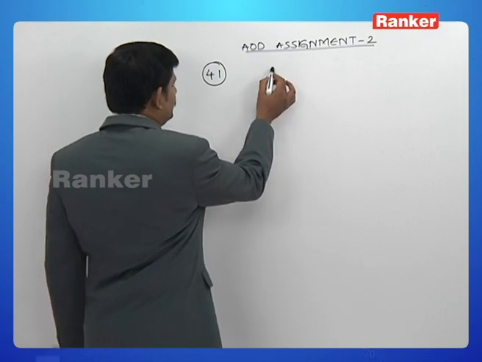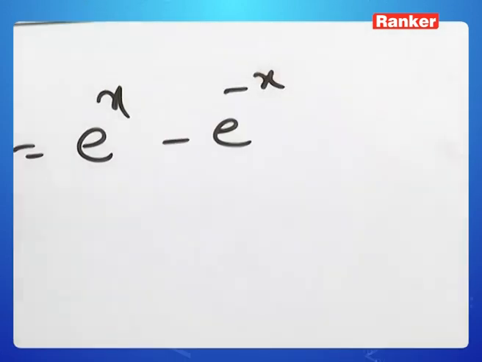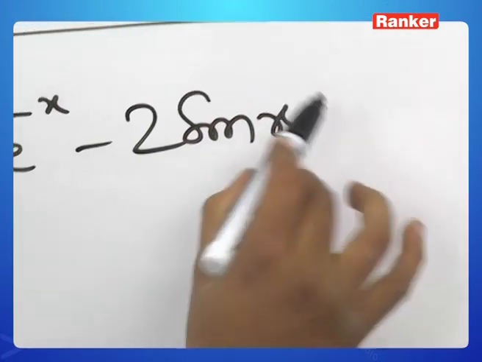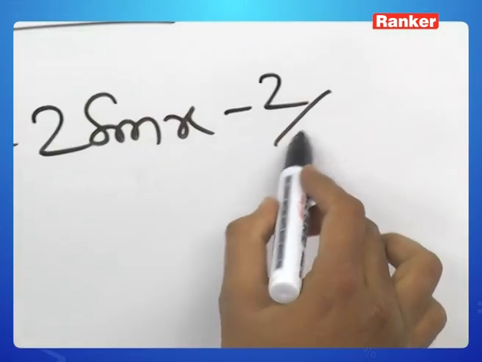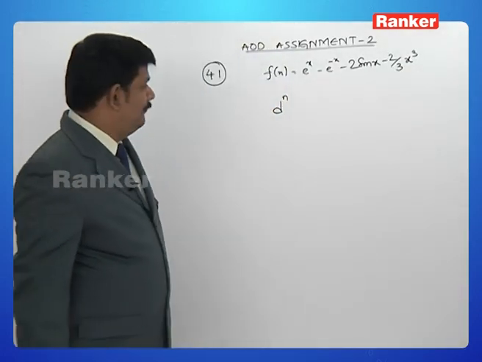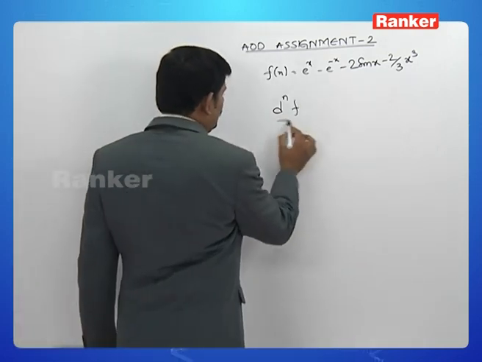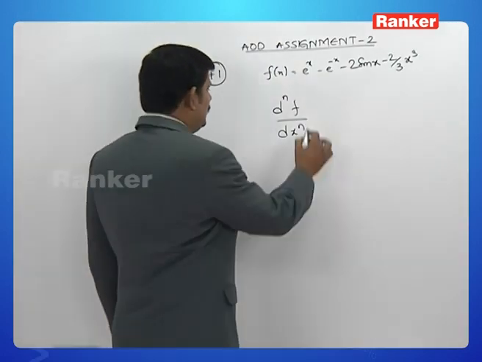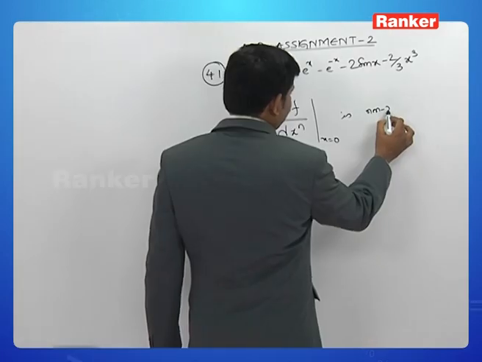So, for the function f of x is equal to e power x minus e power minus x minus 2 sin x minus 2 by 3 x cube, we need to find the least value of n such that d power n f by dx power n, nth derivative of f of x at x is equal to 0 is non-zero.